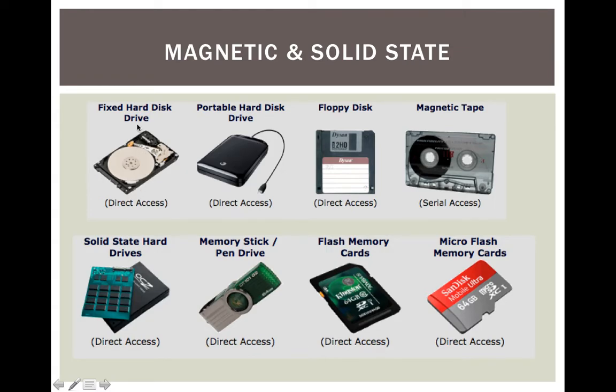Quite often the fixed hard disk inside your computer is a magnetic storage media, and it has a disk that spins and writes too. So fixed hard disks, portable hard disks, floppy disks, magnetic tape, all examples of magnetic media. Solid state hard disks, pen drives, flash cards, micro memory cards, SIM cards, etc. All examples of solid state media. They don't have any moving parts. So these ones tend to be more robust and a little bit more portable in many cases, but obviously significantly more expensive as modern media goes.